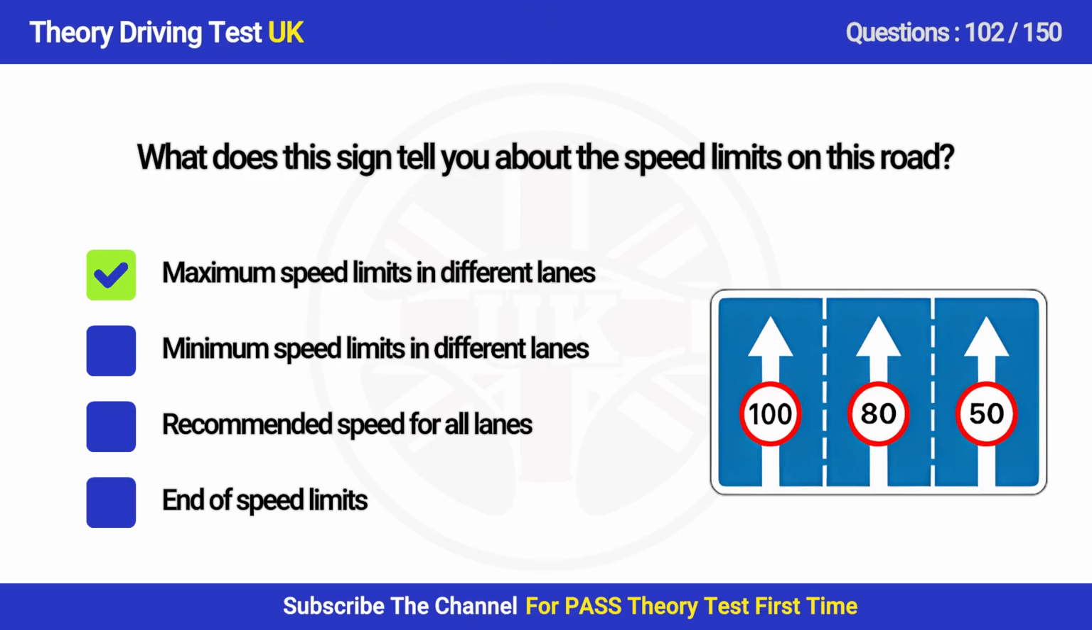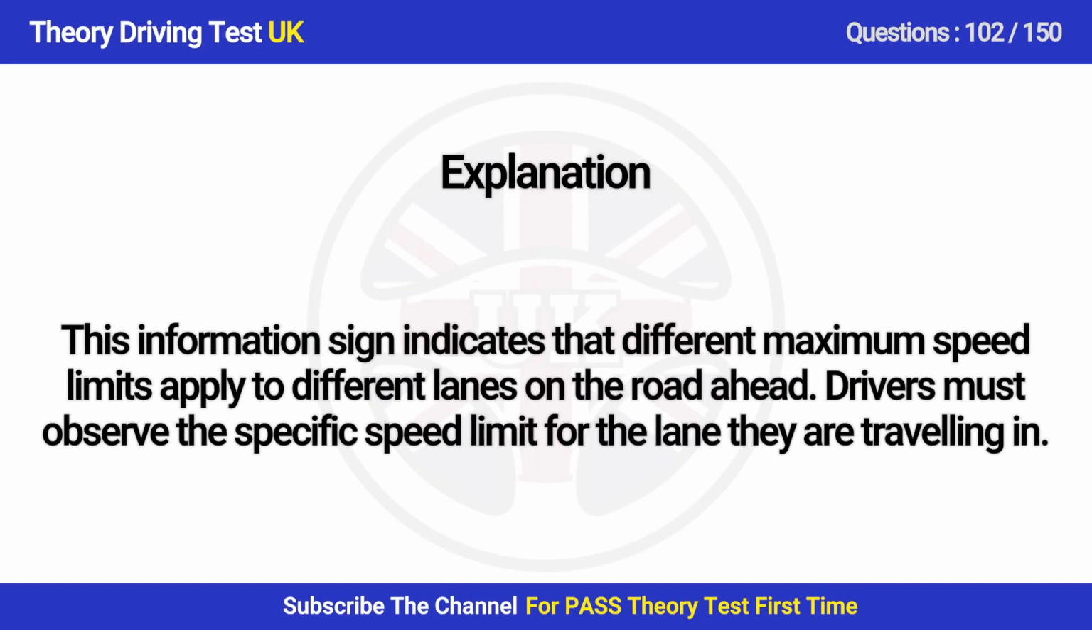Answer is A. Maximum speed limits in different lanes. This information sign indicates that different maximum speed limits apply to different lanes on the road ahead. Drivers must observe the specific speed limit for the lane they are traveling in.